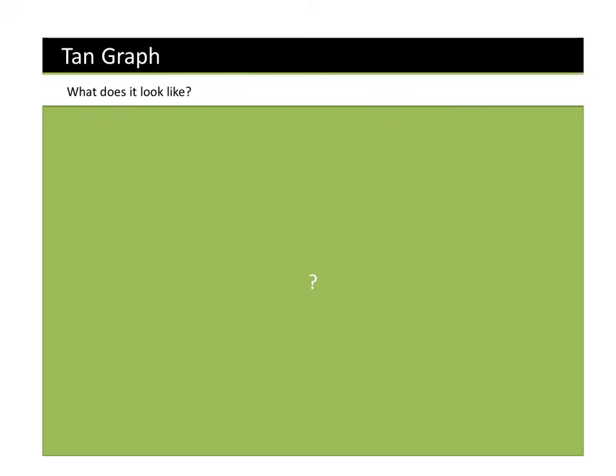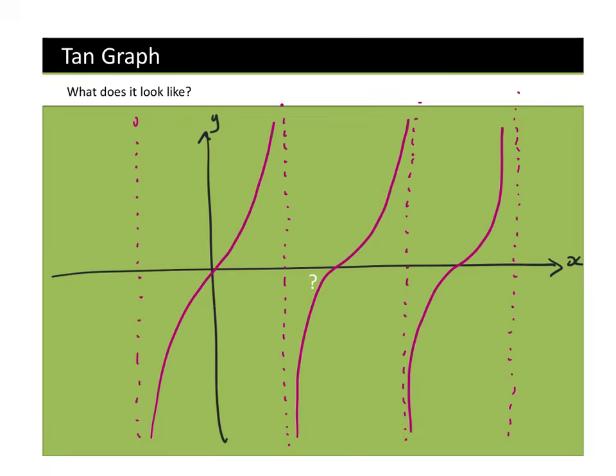Does anyone know what the tan graph looks like? Clear your whiteboards, please, and draw that for me. Okay, so here we go. Sorry, I forgot to record it, but we have asymptotes. But the most important part is this asymptote, the first one is at 90 degrees. The second one crosses at 180. The second asymptote, 270 degrees. And then 360 degrees. And obviously, the same pattern going forwards and backwards.